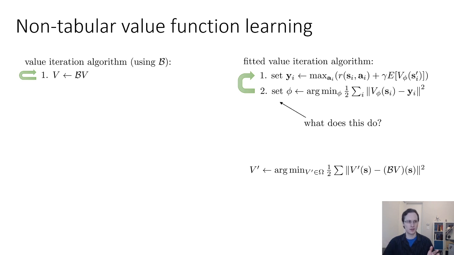Now, what is our target value? Our target value is basically BV, right? That's what we did in step 1. Step 1 is basically doing BV. That's literally the equation for BV. So you can think of the entire fitted value iteration algorithm as repeatedly finding a new value function V prime, which is the argmin inside the set omega of the squared difference between V prime and BV, where V is your previous value function.